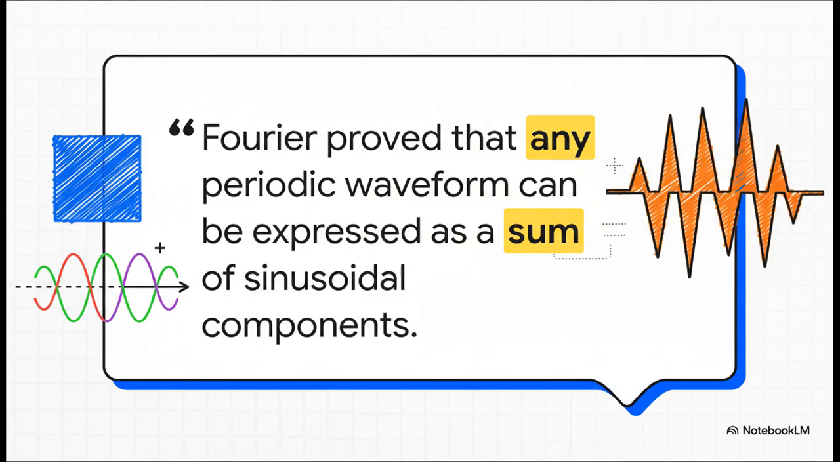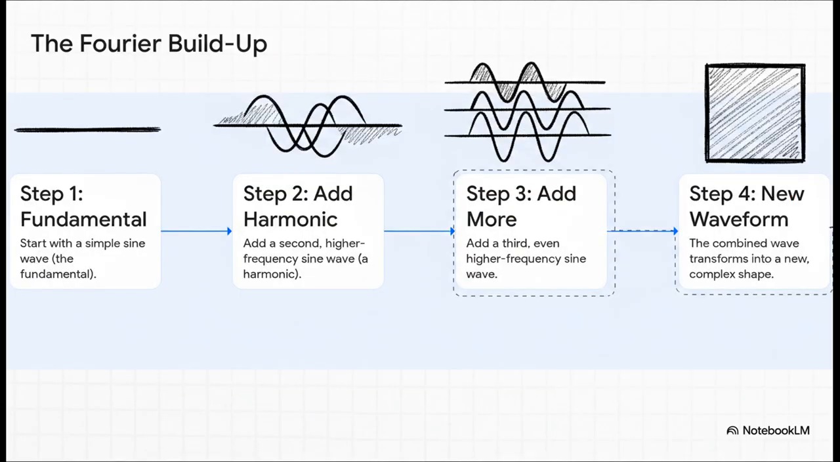Any repeating wave, I don't care if it's a square wave or some jaggedy, distorted, messy-looking thing, it can be built by just adding together a bunch of pure, simple sine waves. That chaotic-looking signal from before? It's not chaos at all. It's just a bunch of simple waves wearing a clever disguise. And you can actually see it happen right here.